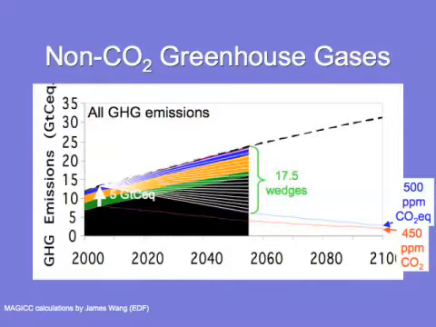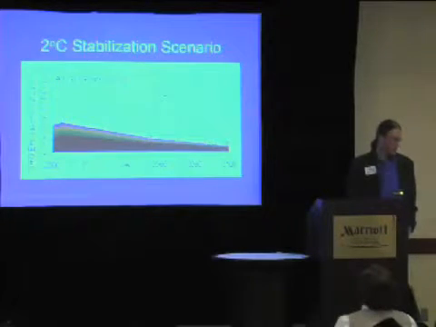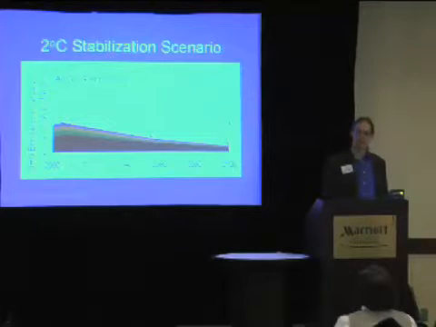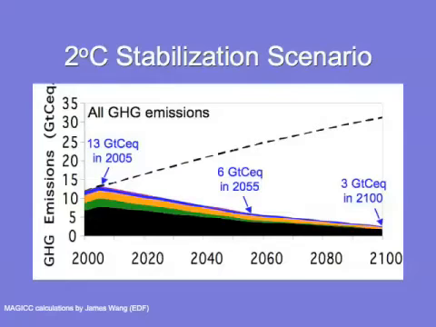And so the message is really that we're going to pretty much have to pull out all the stops in terms of technologies that are available, as well as develop additional ones, and quickly. This is just an illustration of what that 2 degrees C stabilization scenario looks like, where basically each of these things is dropping in half by mid-century and then half again by the end of the century, with the final emissions of only 3 gigatons of carbon compared to 13 today.